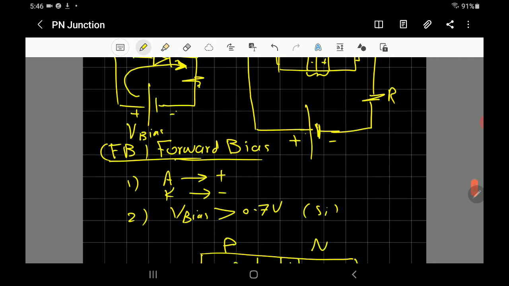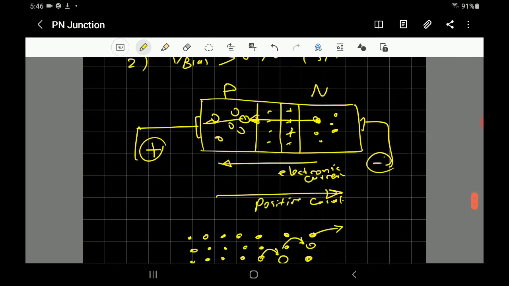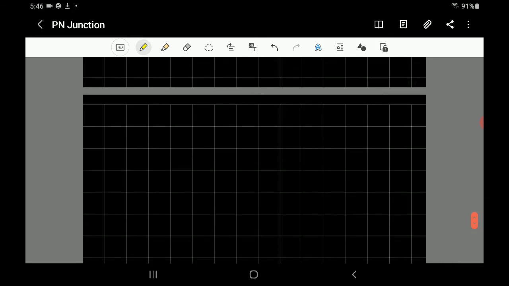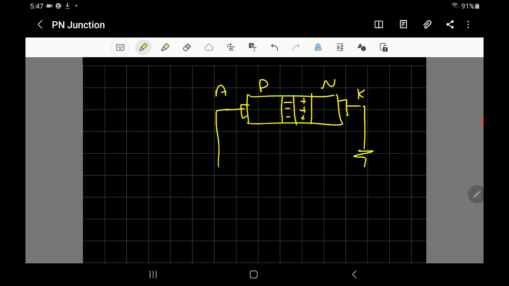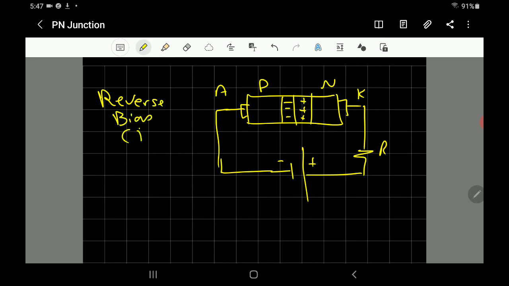What happens if you make it reverse bias, or what does reverse bias mean? If you have the P-N junction this way, you have the depletion layer, and this is the anode and this is the cathode, that's P-type, N-type, and you make it reverse. It means the positive polarity of the supply goes to the N side, and this is the negative. So what will happen when you do that? That's called reverse bias, and you can write it RB.